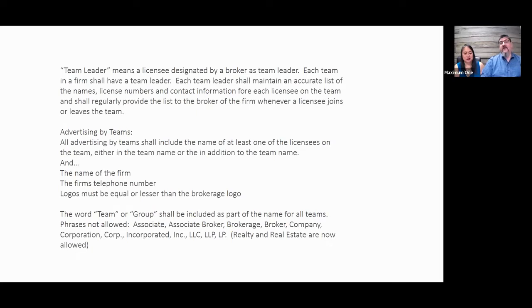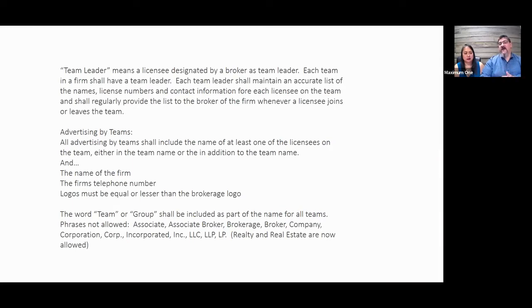Now, one of the big changes is how teams now have to advertise, because all advertising for the team has to include the team name and at least one of the licensees on the team. Sometimes that licensee may be part of the team name, and that's fine. If the licensee is not part of the team name, then the licensee has to be included as well. And now these are new changes. All team advertising has to include the name of the firm, the firm's telephone number as registered with GREC. Correct. And the logos must be equal or lesser size than the brokerage logo.